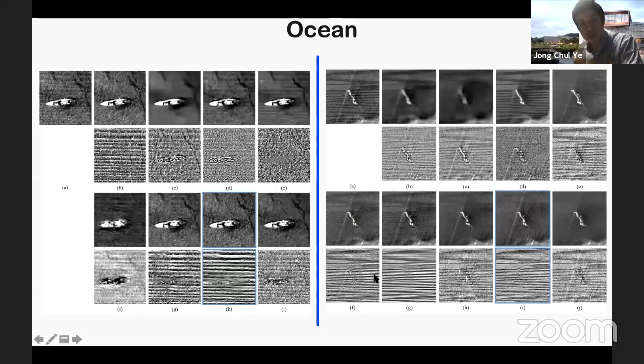Here is the ocean area. This is simulated data, so we have ground truth, and we add this kind of noise pattern. This is the existing algorithm, and this is our result. You can clearly see that most of the patterns are gone and only small signals remain, very similar to the ground truth. And this is real data from an ocean scene. You can clearly see that our result is much better compared to other results.